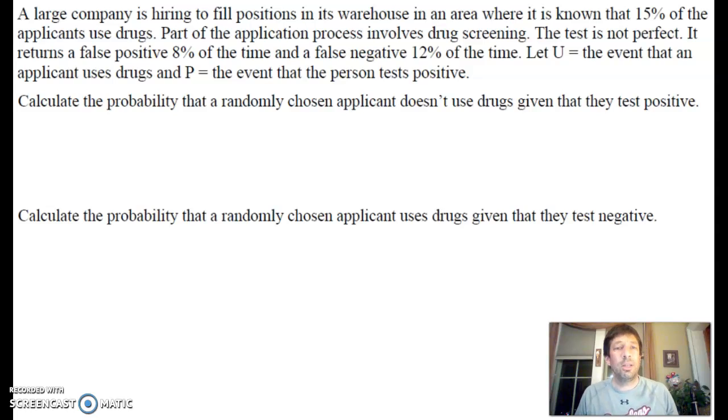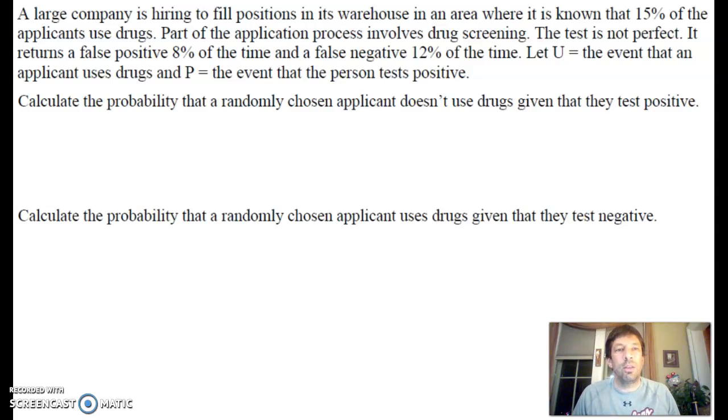So a large company is hiring to fill positions in its warehouse in an area where it is known that 15% of the applicants use drugs. Part of the application process involves drug screening. The test is not perfect. It returns a false positive 8% of the time. So a false positive is when somebody's not using drugs, but they test positive. And a false negative 12% of the time. So a false negative would mean somebody is using drugs and they test negative.